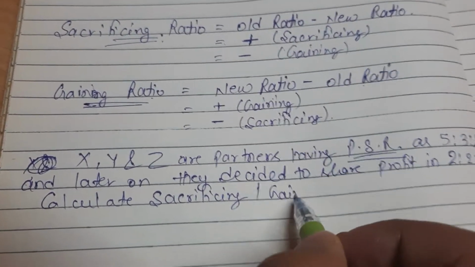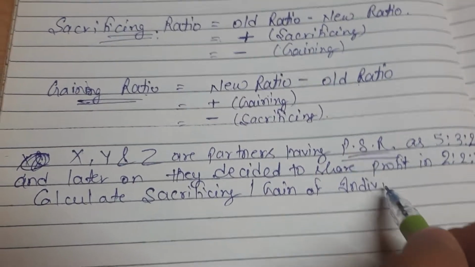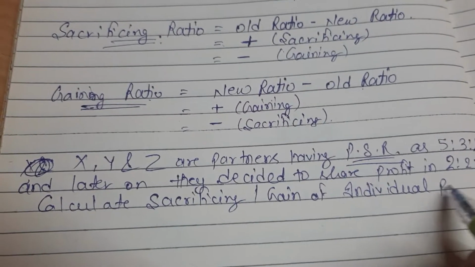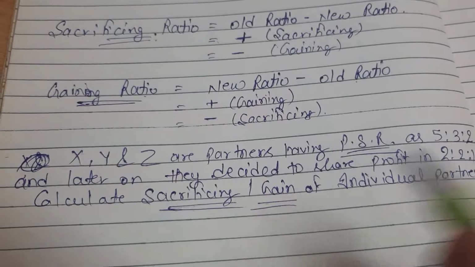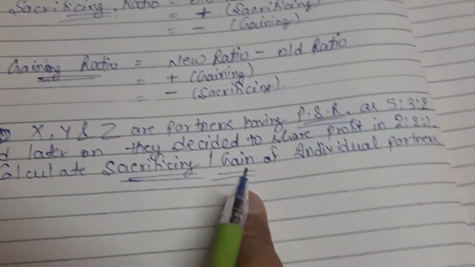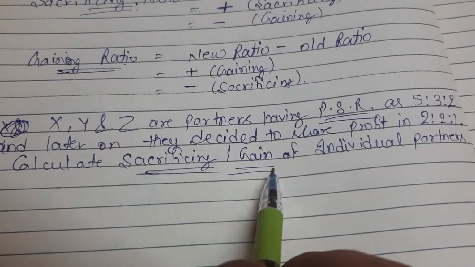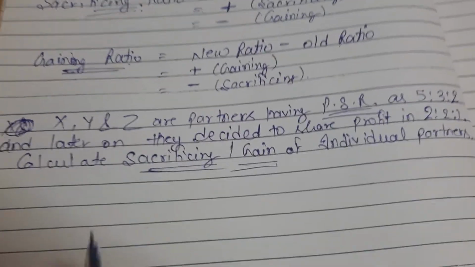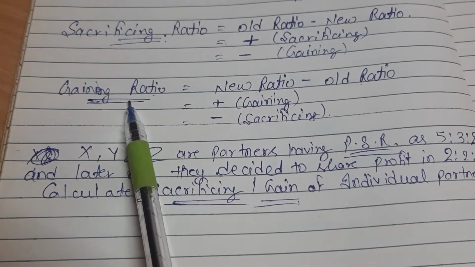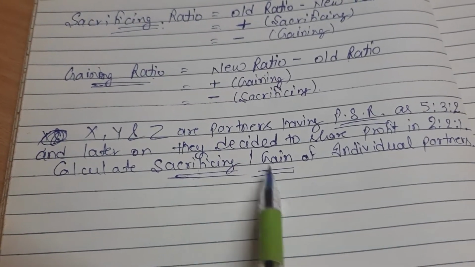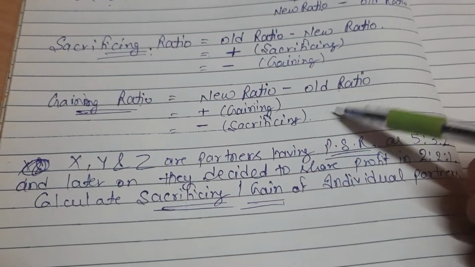Calculate sacrifice or gain of individual partners. What we have to do? We have to calculate whether a partner is sacrificing or gaining. We have to find which partner is sacrificing and by what share, and which partner is gaining and by what share. I told you, either you can use this formula or that formula, because the question asks you to calculate sacrifice and gain both, so you can use any of the formulas.